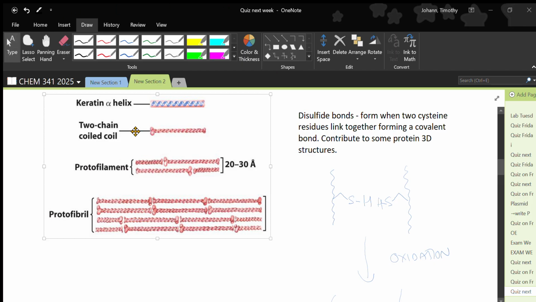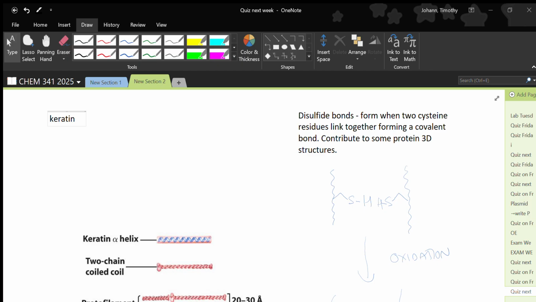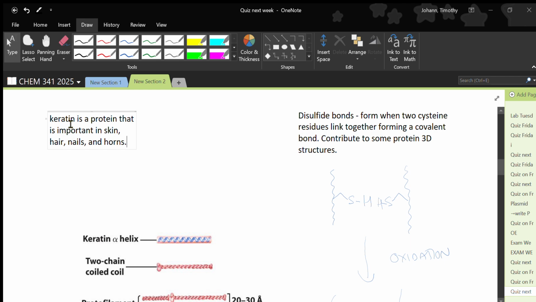So disulfide bonds are important in a whole range of things. Think about keratin. When you think about keratin, what do you guys know about keratin? Yep, keratin is the protein that makes up hair and nails. It's also important in skin. Nails and horns. Yep, when you see horns on some animal, that's keratin, okay?